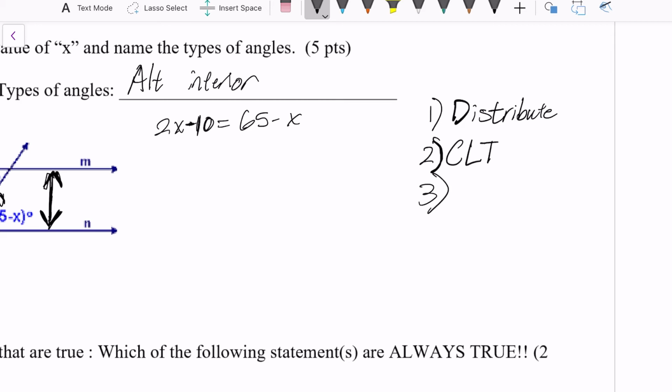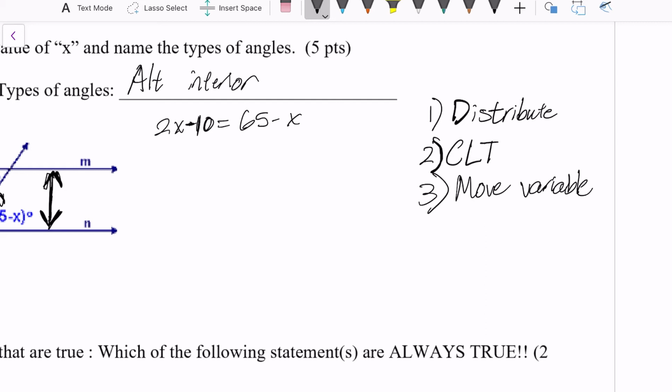Step 3 is to move the variable. Now remember, we're moving the lowest variable, the least. So what's lower? What's a smaller number, 2 or negative 1? Give you guys a couple seconds. Think about that. What is smaller, 2 or negative 1? I want to say it's negative 1.